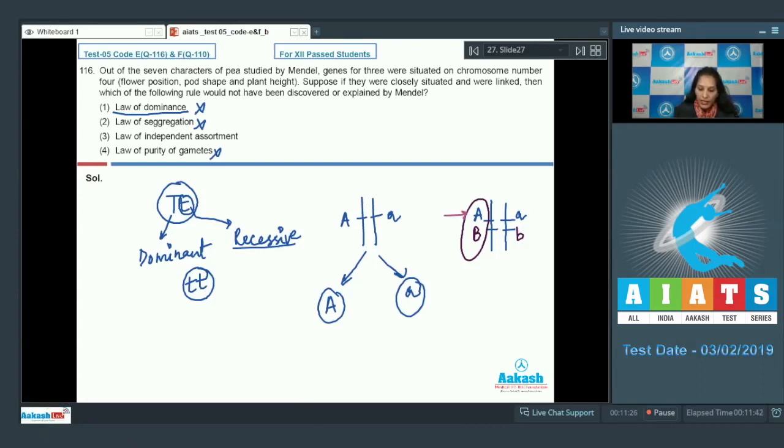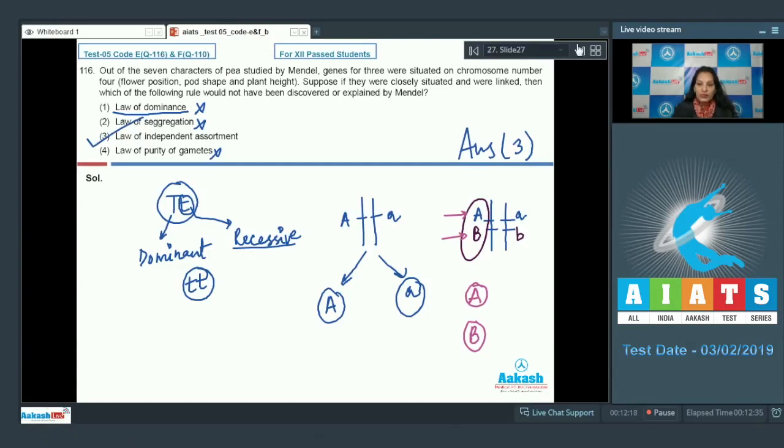For example, if A controls the seed color and B seed shape, then these 2 genes can independently separate from each other. A gene can separate independently from B, and this is called law of independent assortment. But if Mendel would have discovered the linkage, then A gene cannot move independent of B. They will move together, and hence he could not find the law of independent assortment. So the correct option for the given question is option number 3.